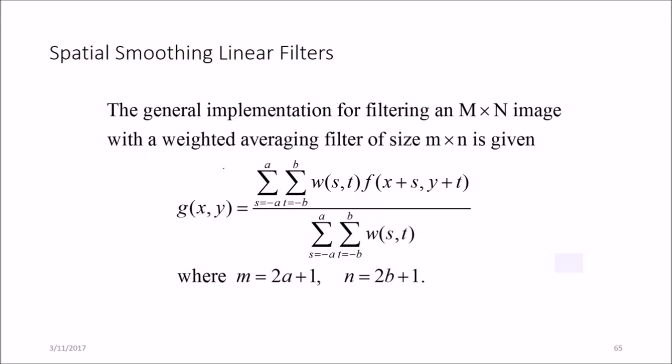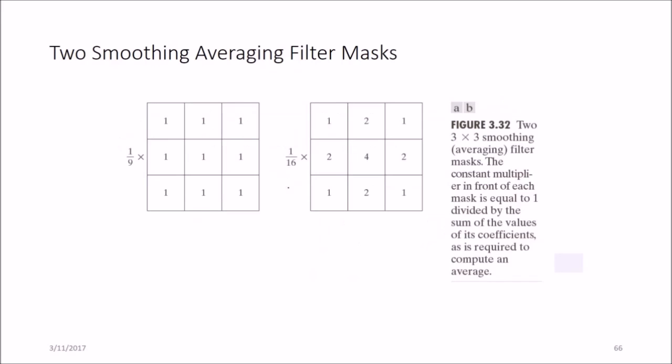This is the spatial smoothing linear filter. The general implementation of filtering of an M by N image with a weighted averaging filter of size small m by small n is given by this whole expression. So m is given by 2a plus 1 and n is given by 2b plus 1, and we perform it like this. We will take an example also.